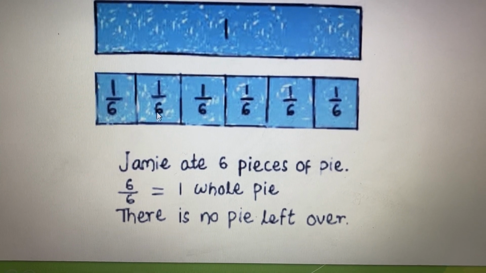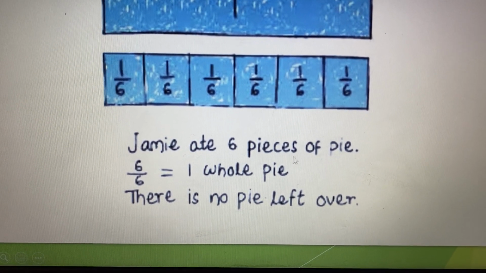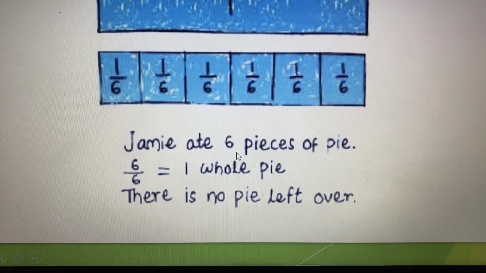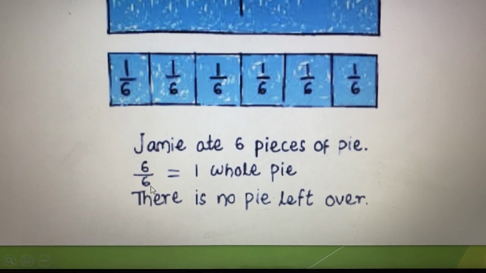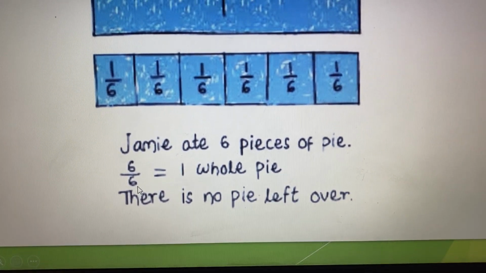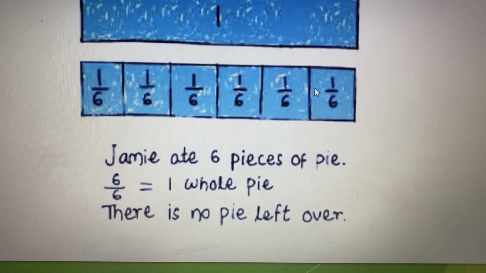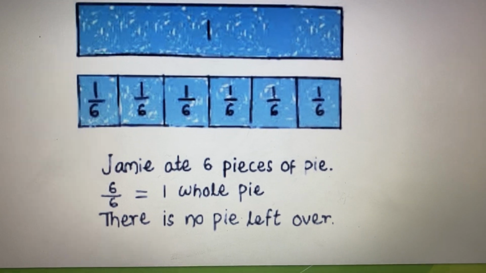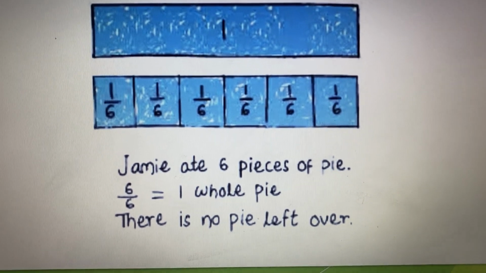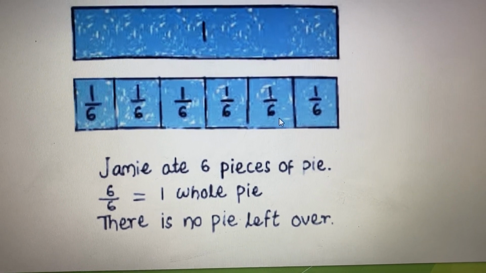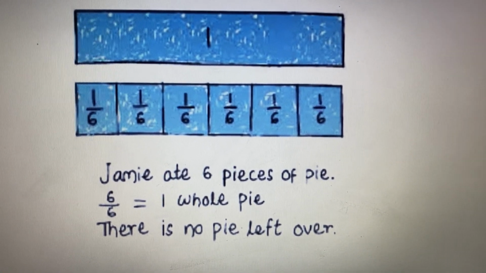So 1, 2, 3, 4, 5, 6. She ate 6 pieces of a pie. So 6 parts of 6. 6 over 6. 6 over 6 represents how many wholes? 1 whole. So she ate 1 whole pie. Okay, now think about this. Do I have any leftovers? No. I don't have any leftovers here or even here. She ate 1 whole pie without any leftovers.